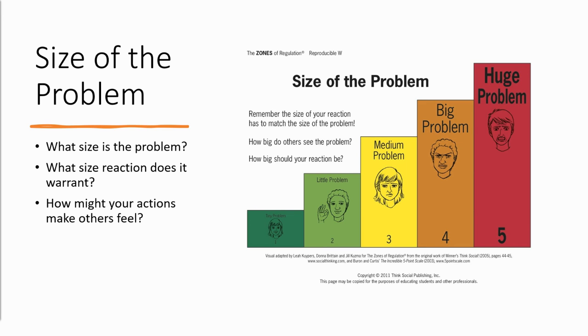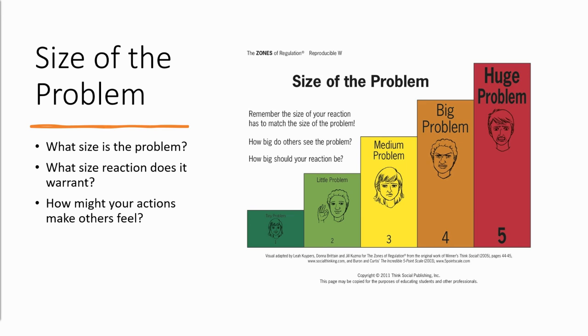A big problem would be shared by many people, requiring the help of an adult, and there's no easy solution. So that might be if a part of the playground breaks while they're on it, so they need to go let an adult know that that's broken so that they can get that fixed, but there's not going to be an easy fix that happens immediately. And then a huge problem, which warrants a huge reaction, would be an emergency in which emergency services are required.